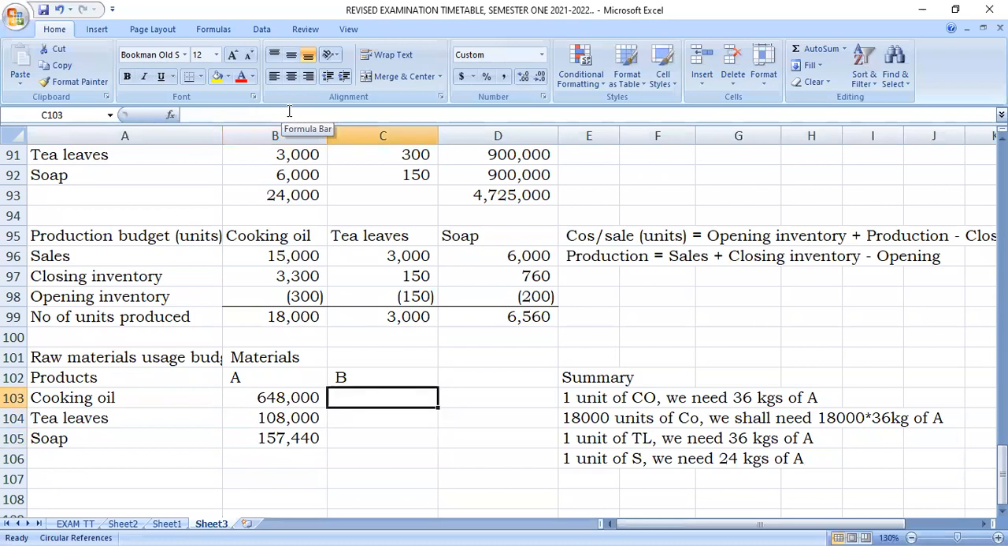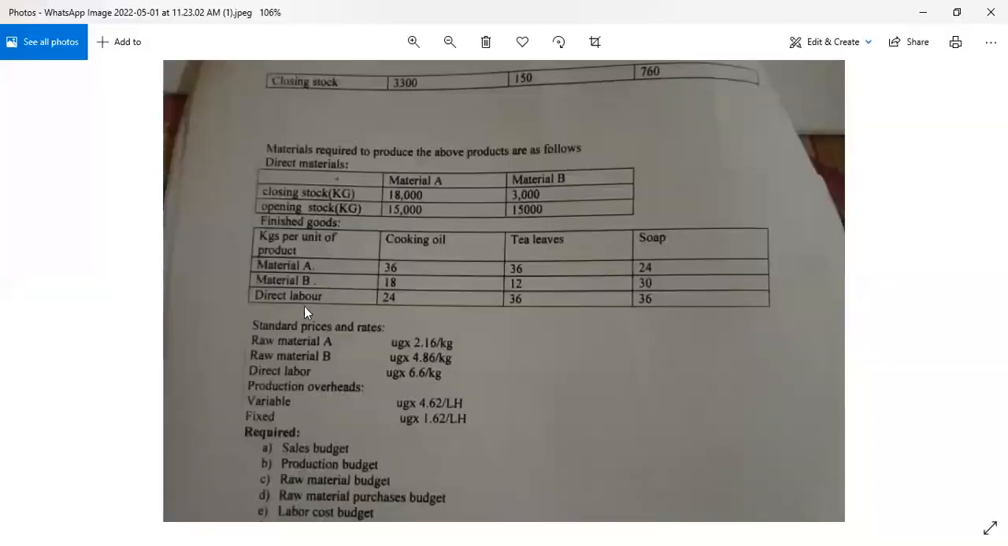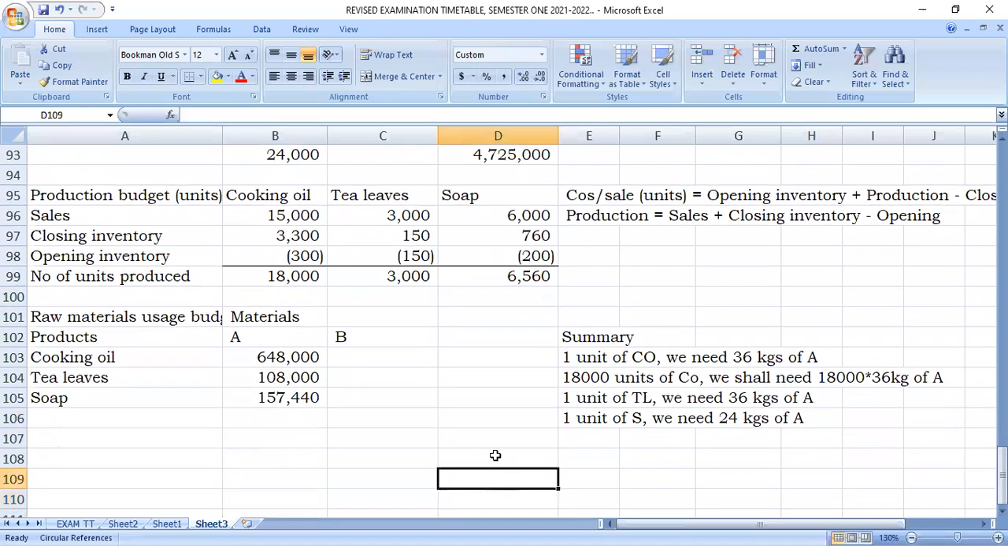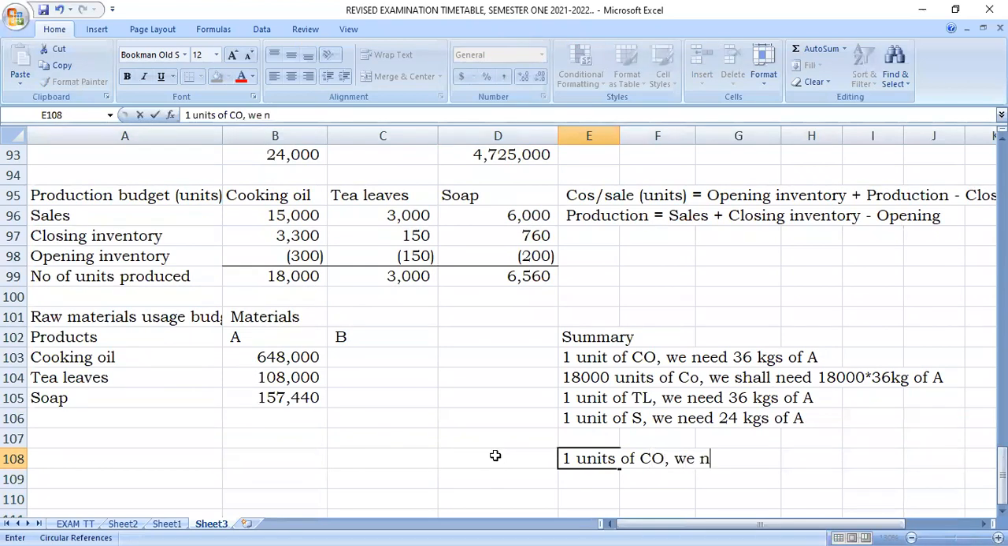We can now go to material B and also do something small. Right? So for material B, how do they consume it? Material B says that you need 18 kgs per unit under cooking oil, 18. So for a single unit of cooking oil, you need 18 kgs of material B. If we go and do the needful, we're saying for material B, 1 unit of cooking oil needs 18 kgs of what?